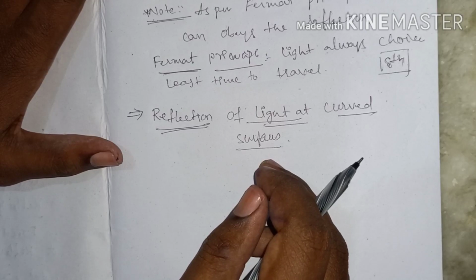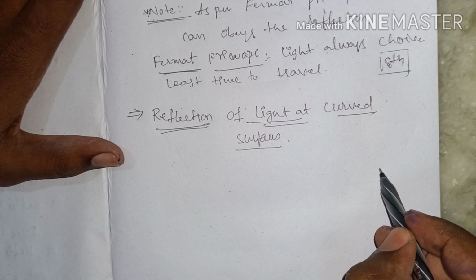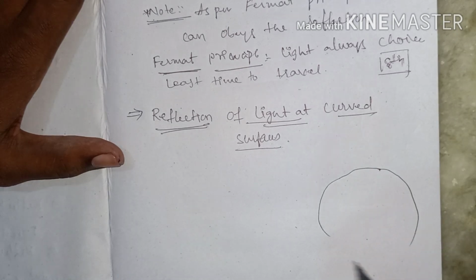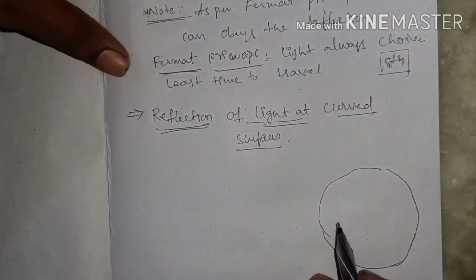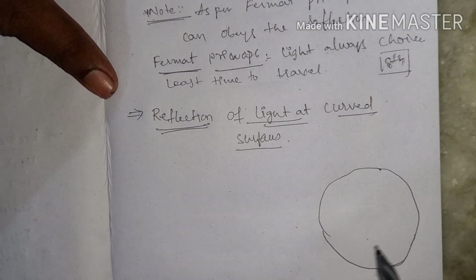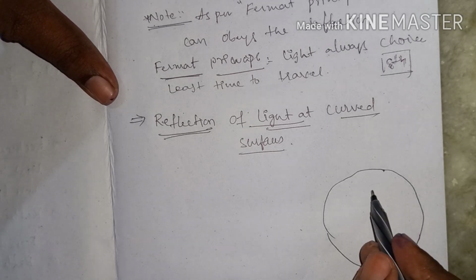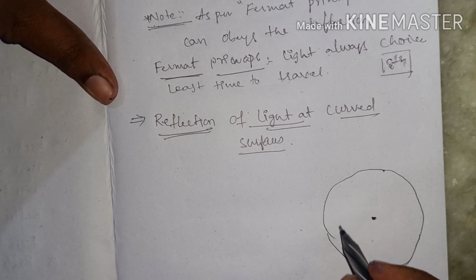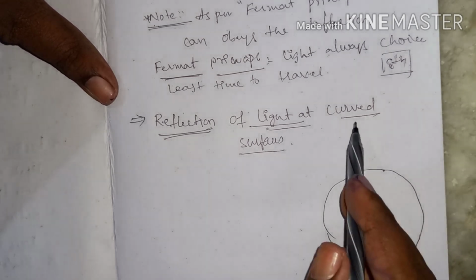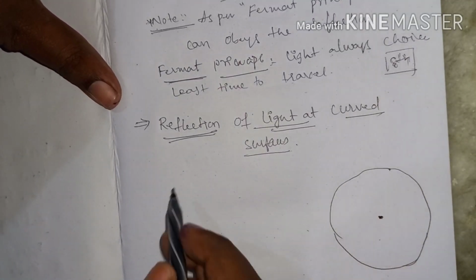Before that, we need to study spherical bodies. What do we mean by a spherical body? This is a spherical body, round in shape. In this spherical body there is a midpoint, no? This midpoint we call the center of curvature or geometric center of this body. Before going to curved surfaces and spherical mirrors, we need to know some terms. The first term is what?